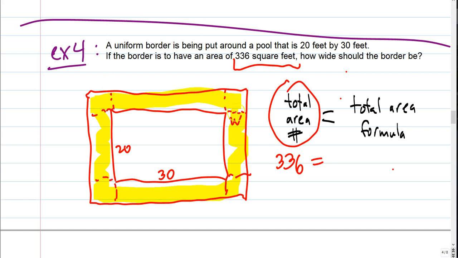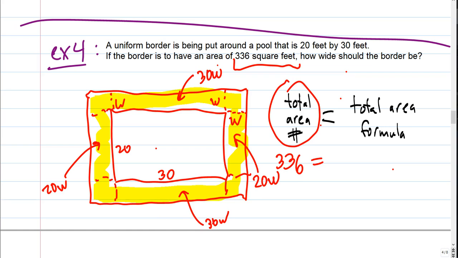I know that this is W wide. This is also W wide. All of these are W wide, right? The width should stay constant. So what's the area of this piece? Well, W by 20, or 20W. That means the area of this piece is also 20 by W, 20W. The area of this piece is the same as the area of this piece, 30 by W, 30W, 30W.